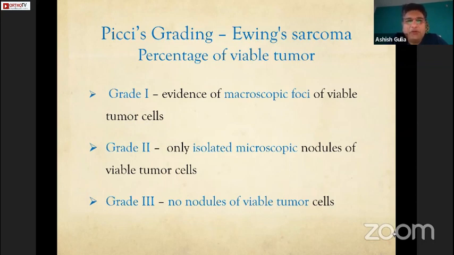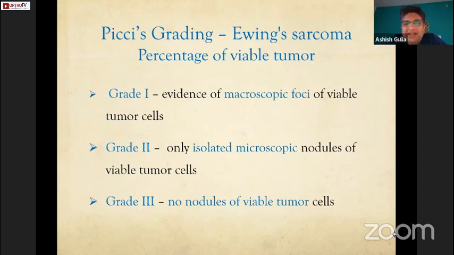But after about 4 to 5 years, Picci's grading system from Italy came into vogue, and there are head-to-head comparison studies on evaluation of Ewing sarcoma patients, and it was found that Picci's grading system is more robust, more relevant, and relates more to the outcome as compared to the Huvos system in Ewing sarcoma. Here, there are no 4 grades, there are only 3 grades. And this doesn't talk about the percentage, it talks about what we see on the histopathology.